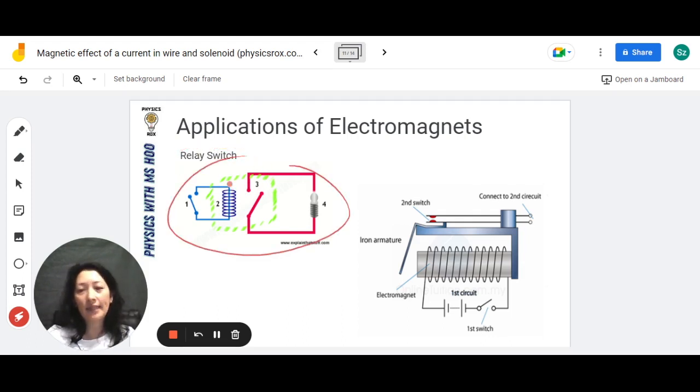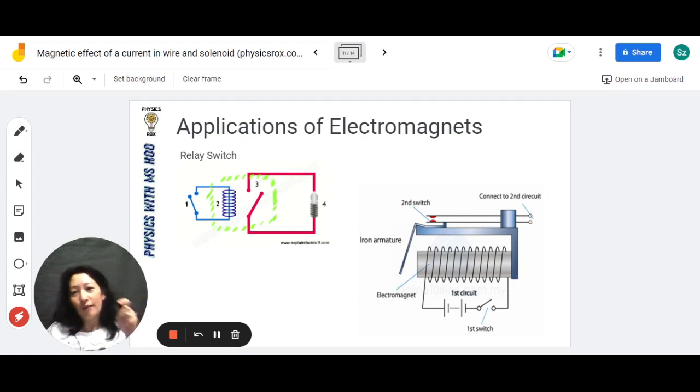From here you can see there are 2 separate circuits. It's like if you're running a relay race. You've got someone running, pass the baton to the next runner. So it's one runner passing on the baton to another runner. Similarly, for switches, in this case, this is one circuit triggering a second circuit. So they're not connected. They're 2 separate circuits.